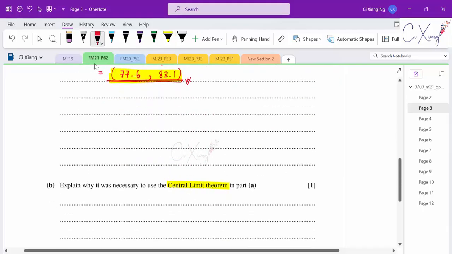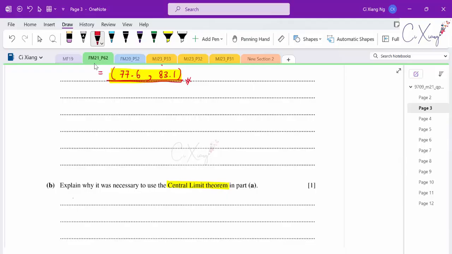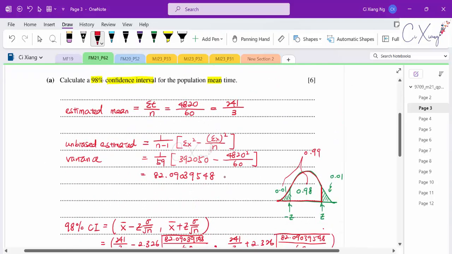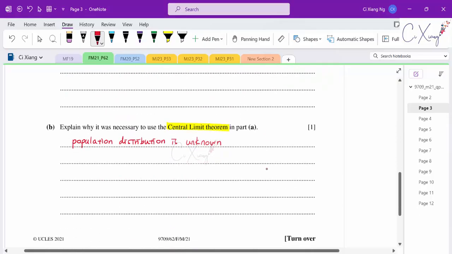Okay, so they're asking us why. Basically the reason is the population distribution is unknown. And that's why we have to use the central limit theorem. That implies that when our sample size is large, then our sampling distribution is approximately normal. Okay, so this is how we answer the question.